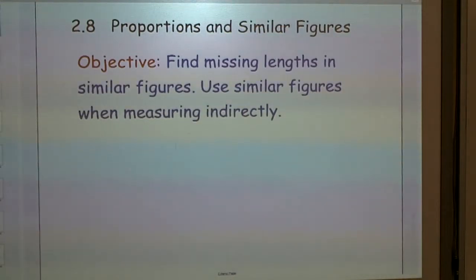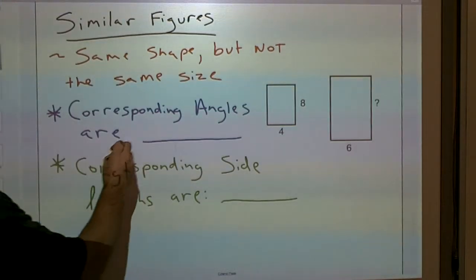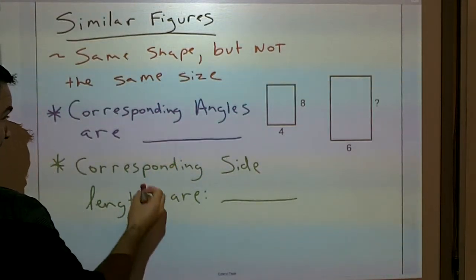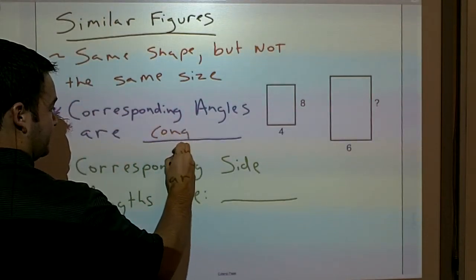Okay, so first we got to just examine what exactly a similar figure is. Similar figures have the same shape but not necessarily the same size. Okay, so we've got triangles that may have that exact same shape and not the same size, or rectangles that have the same shape but not the same size. In similar figures, all our corresponding angles are going to be congruent. Okay, so the word that we'll put here is congruent.